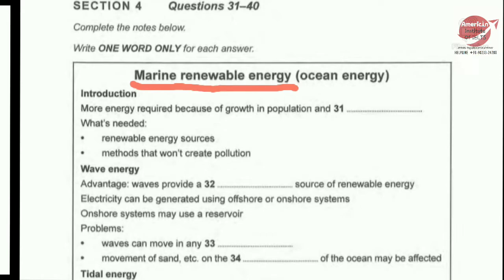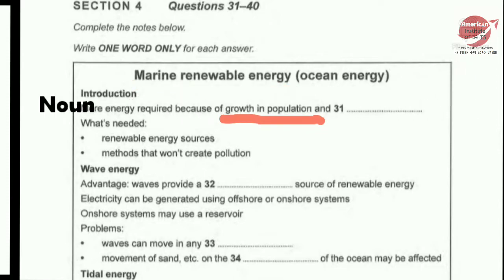Introduction: more energy required because of growth in population and. Now the rule of 'and' is that the thing which is before 'and' is also after 'and'. In this case there is a noun, population. So growth in population and... So you will be writing one word for question number 31. So what's needed? Renewable energy sources, methods that won't create pollution. Then there is wave energy. Advantages: waves provide a dash source of renewable energy. So for 32, you need an adjective because 'dash source of'. Renewable source of, or we can say repeatable source of, excessive source of, that way you need to put for 32.